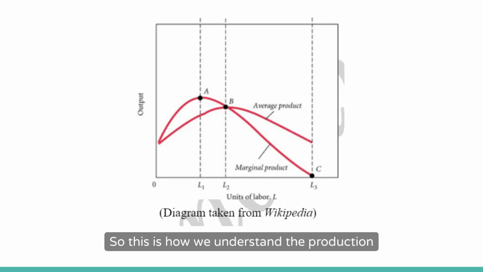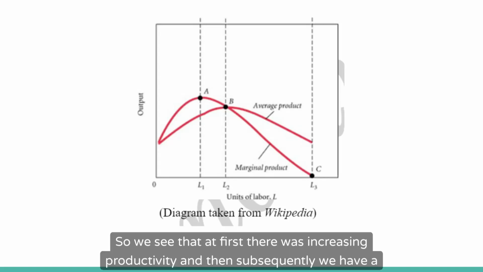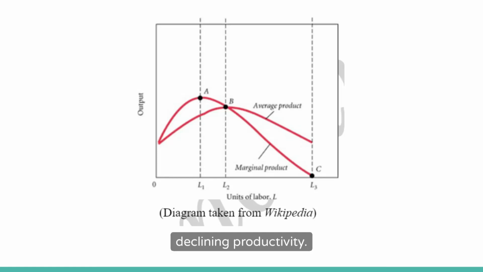So this is how we understand the production side. So we see that at first there was increasing productivity, and then subsequently we have a declining productivity, right?